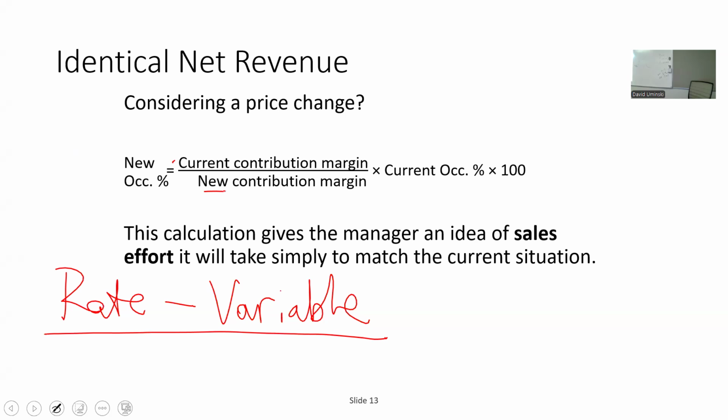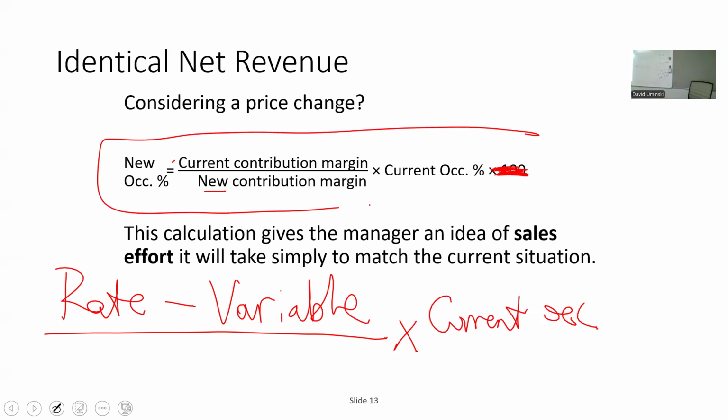We take that current, we divide by the new, and then we're going to multiply it by our current occupancy. Okay. So everyone take a picture of this. Don't worry about the 100. I'll show you why in a second. So we're just going to multiply it by that current occupancy percentage. Okay. So take a picture of this or write it on your notes page, and I'm going to pull up that extra page so we can work on these together. A couple of examples.